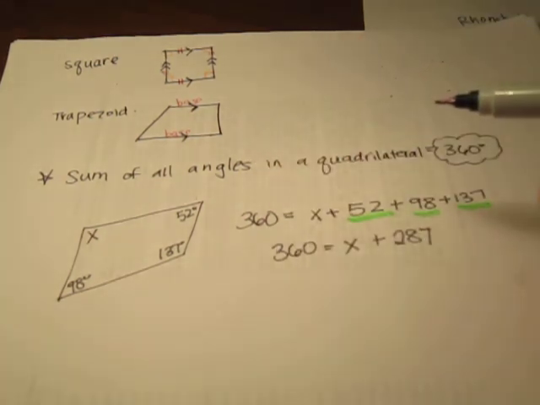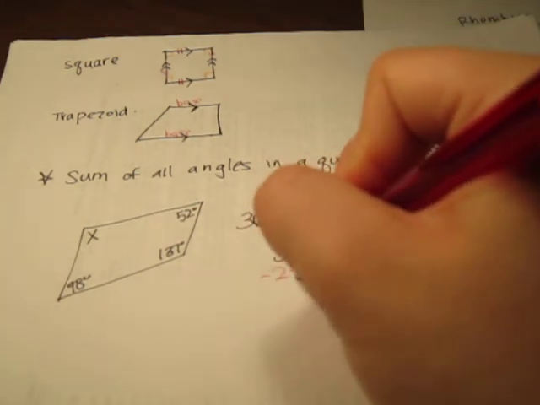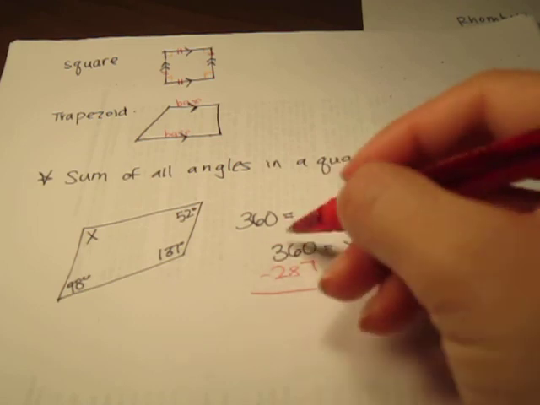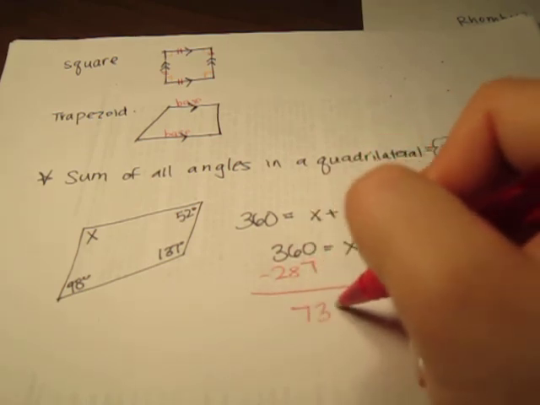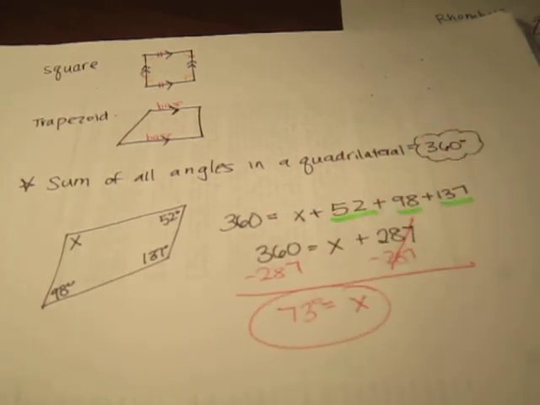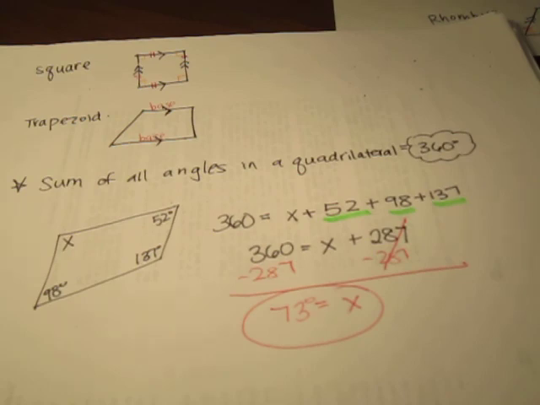So how would you solve that equation then? I'm going to go ahead and subtract 287. Subtract 287. This cancels out. This turns out to be 73. And so our missing angle is going to be 73 degrees. Okay, we'll practice a lot more of these problems in class, so make sure you come with your notes ready.